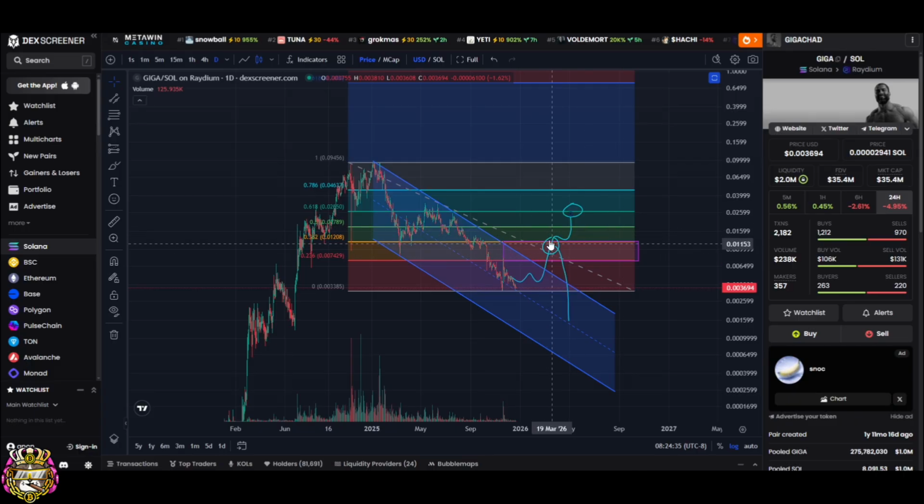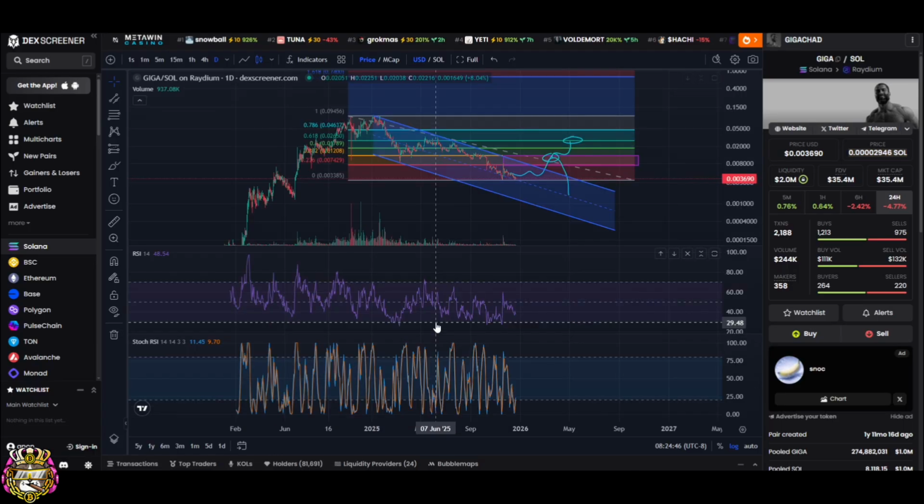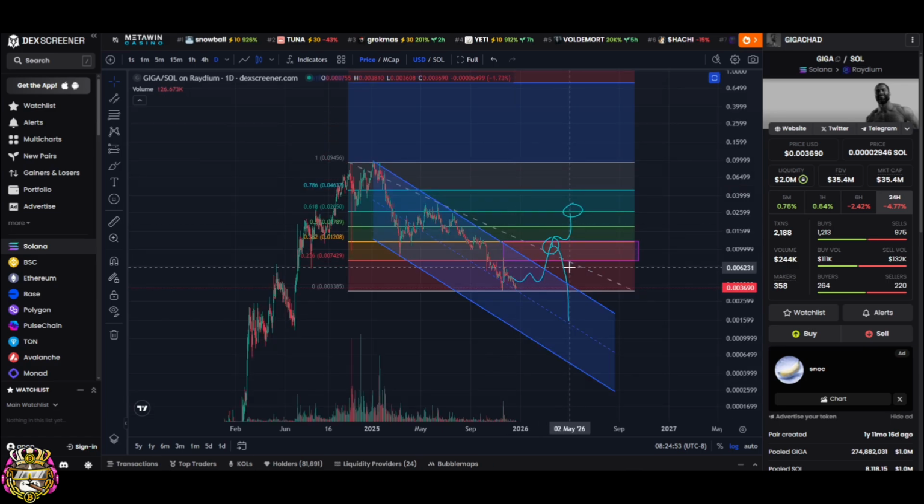If you're holding it, you need to break this, and then 2 cent 60 is in play. If you're trading it, this is where you're going to be taking profits. And if you want to dollar cost average down, I would say now is a good time. The RSI is curling up, the stock RSI is curling up, and the RSI is close to oversold. The next area to dollar cost would be that 2013, so you minimize your losses and still have the ability to sell if we do get a relief rally.